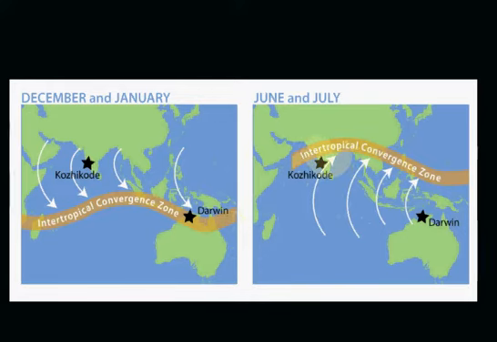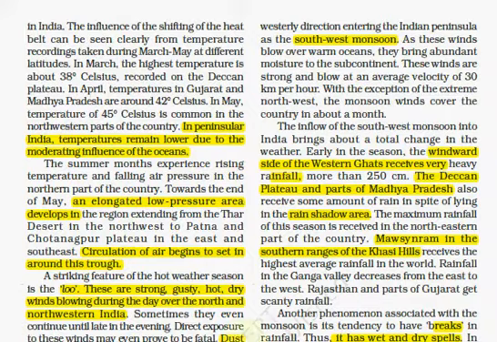This is the ITCZ. These are the southeast trade winds. While coming to the northern hemisphere, they deflect and become southwest trade winds, and they bring the southwest monsoon. This southwest monsoon gets influenced by the heat belt, which can be clearly seen along March and May.